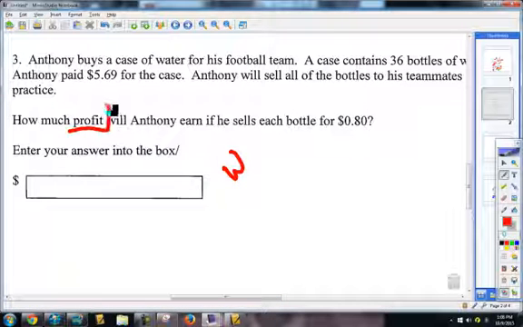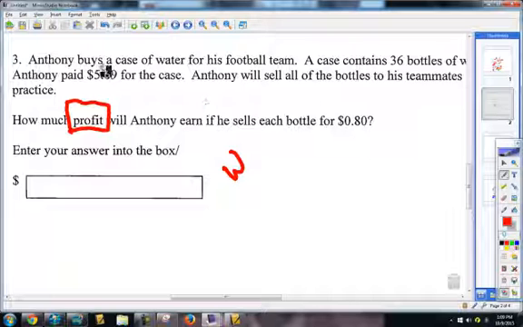Your keyword there is profit. If you're struggling with that word, ask your parents. They can help you with this question. Okay, they can help you, but profit's a little bit different. A lot of you are getting a certain answer that doesn't necessarily mean profit. So I'll just tell you, profit means what you get, like how much you have in your pocket after he sells these water bottles, how much he's going to have.